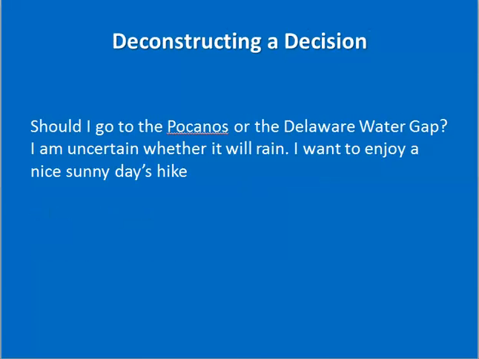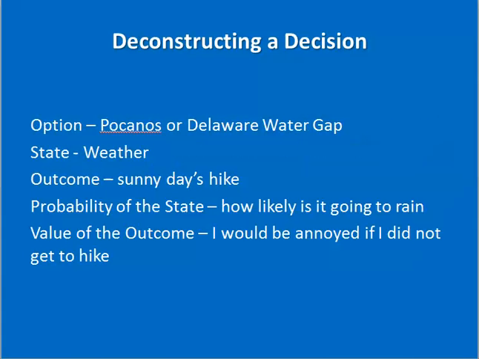It is worth deconstructing a decision to illustrate some of the semantics. Consider this rather trivial dilemma. Should I go to the Poconos or the Delaware Water Gap? I am uncertain whether it will rain or not. I want to enjoy a nice sunny day's hike. The option is between Poconos or Delaware Water Gap.